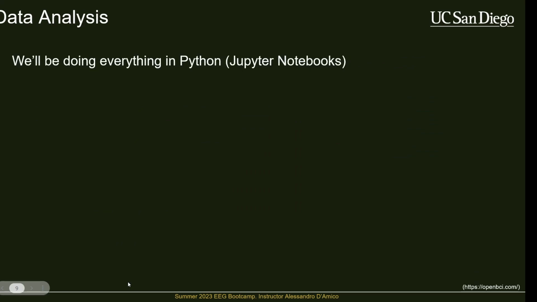For the data analysis, we'll be doing everything in Python. I went back and forth between teaching you guys EEGLAB, which is a MATLAB toolbox developed here at UCSD. It's also, by orders of magnitude, the most popular EEG processing toolbox. It's insane. MNE, which is a Python equivalent, quote unquote, is about 10 times less popular in terms of number of citations every year than EEGLAB.